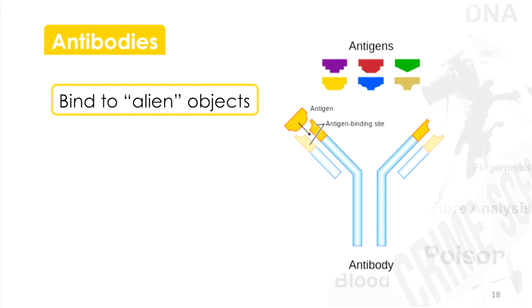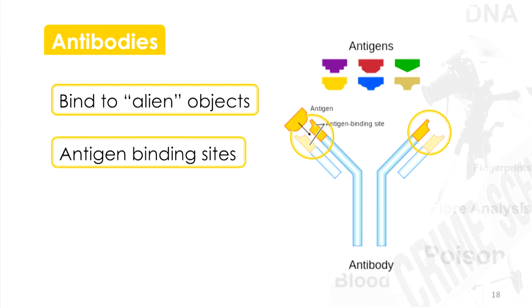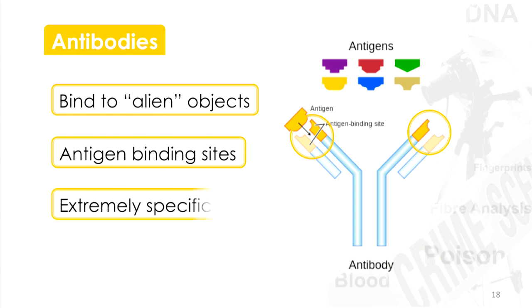So if you look at the structure of the antibody, it's Y-shaped, and you can see two hands sticking out. And at those hands on the end, these are the antigen binding sites. The important thing about the antibodies is that the interactions are extremely specific. The antibody will only bind to its target and not to anything else.